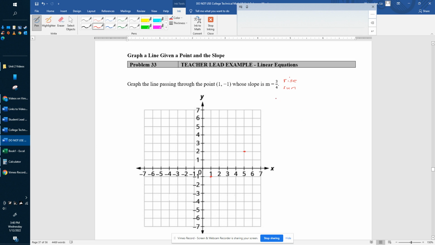You could also look at this as -3 over -4 because those negatives are going to cancel out. But this tells us that we can go to the left 3 and down 4 as well. Or I'm sorry, down 3 and to the left 4, rise over run. There, now we have 3 points. We don't necessarily need 3 points, but we have them. So there's our line.